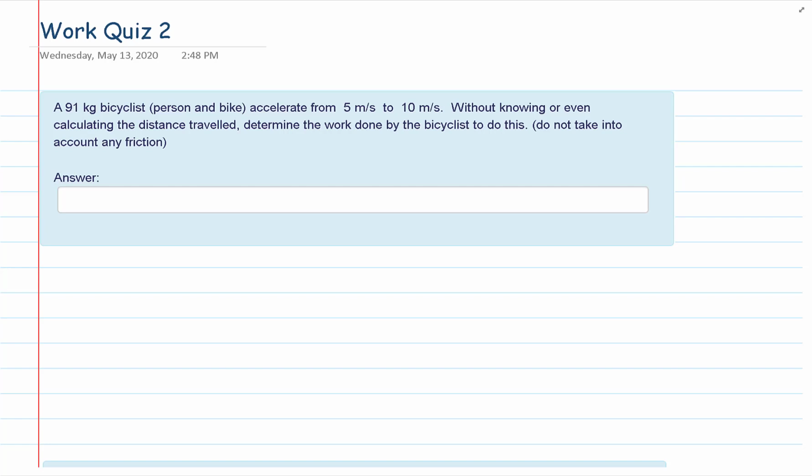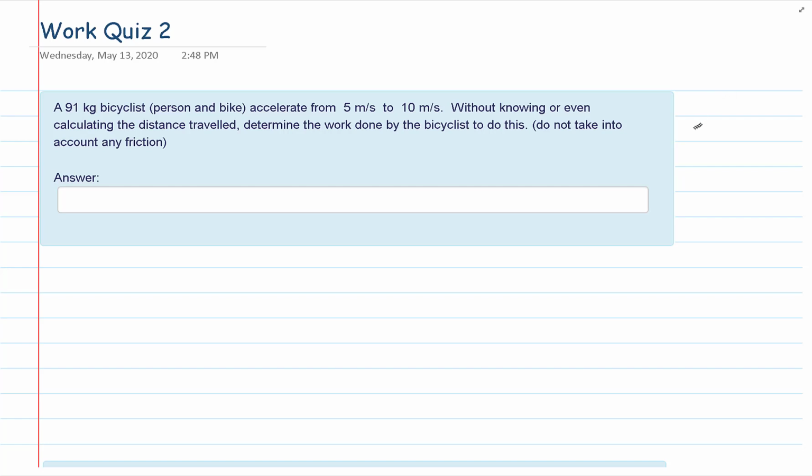We're doing work quiz number 2, and these are my numbers, I guess. A 91 kilogram bicyclist accelerates from 5 meters per second to 10 meters per second without knowing or even calculating the distance traveled, which means you don't have the time, and you don't have the acceleration, so you can't use kinematics here. Determine the work done by the bicyclist to do this.